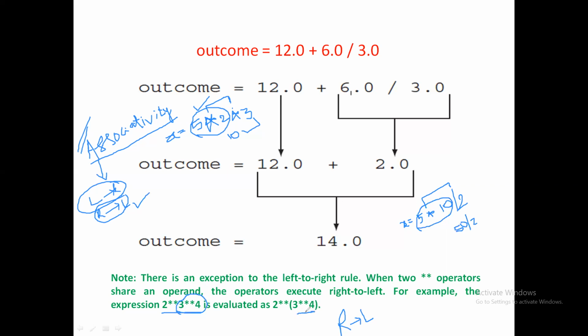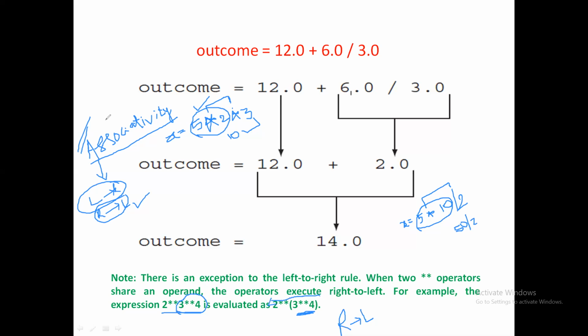So it is evaluated first, which gives us 3 power 4, that is 81. And then 2 power 81 will be evaluated. So you can observe here that it is evaluated from right to left.